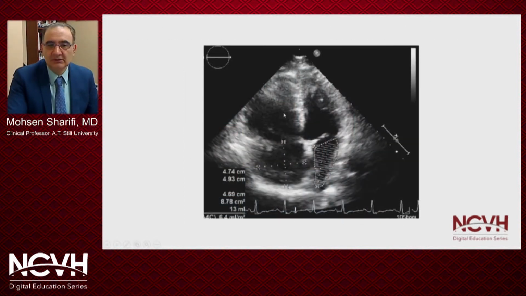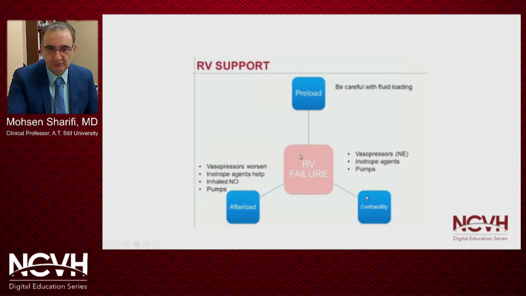This is a typical presentation of somebody with massive pulmonary embolism. This is the right side of the heart. You can see the right ventricle. The dimension is over 2 times that of the left ventricle, and massive enlargement in the right atrial size. Obviously, you do not want to treat these patients in the traditional way.